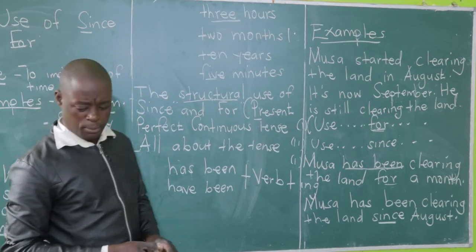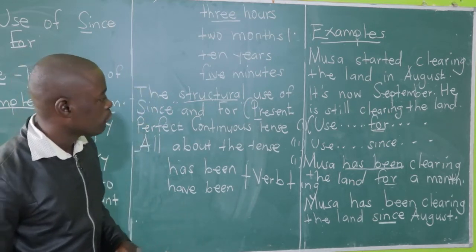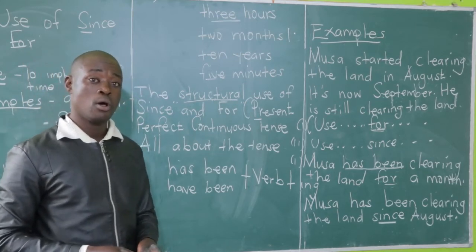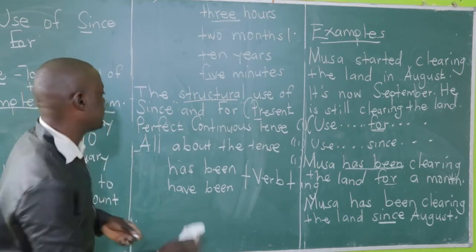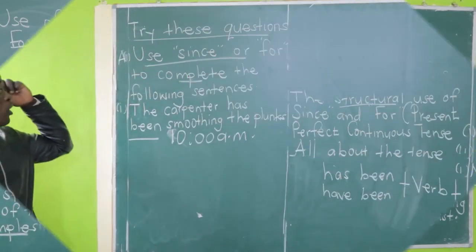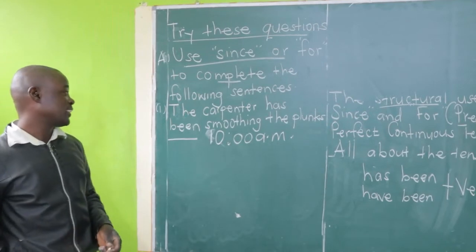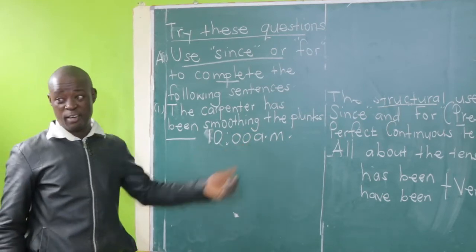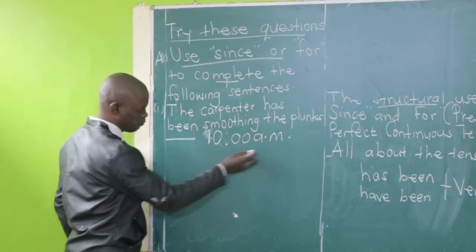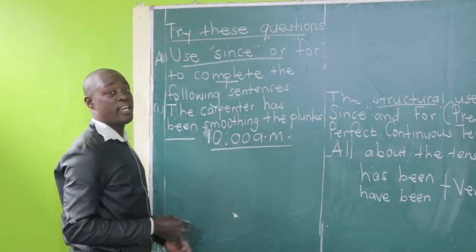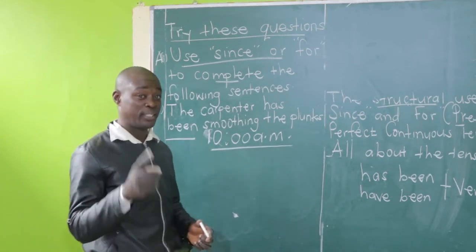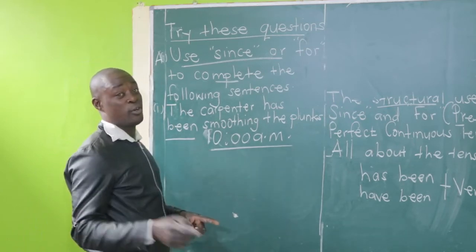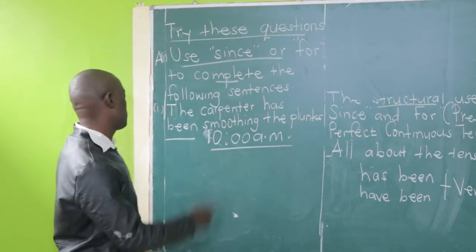So in our next move, we're going to have a couple of questions that you try out on your own, as being helped by your parents. Use since or for to complete the following sentences. The carpenter has been smoothing the planks, dash 10 a.m. Remember what I told you. First of all, find out whether 10 a.m. is duration or a point of time before you decide on your answer. But I guess it's a point of time. And for that reason, you're going to put, I don't know, find out.